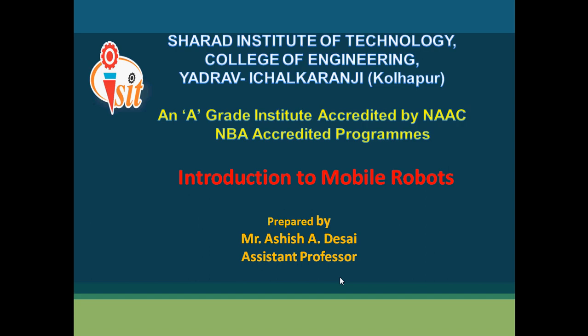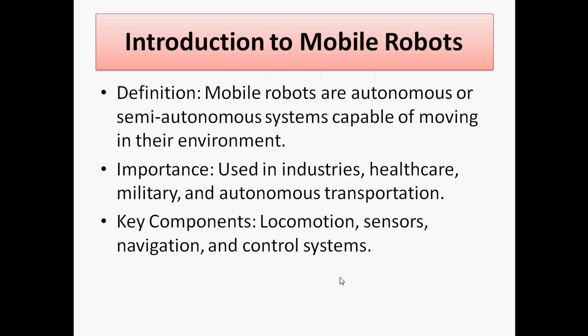So today we are going to discuss the topic of introduction to mobile robots. Mobile robots are autonomous or semi-autonomous systems which are capable of moving in the environment, and they are useful for different industries like healthcare, military and autonomous transportation. The key components are the locomotion, sensors, navigation and control system. So these are the key components for formulating mobile robots.